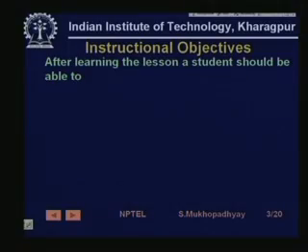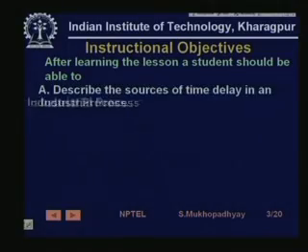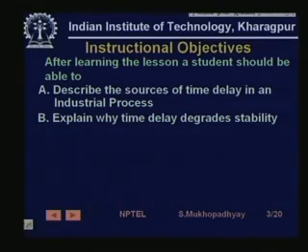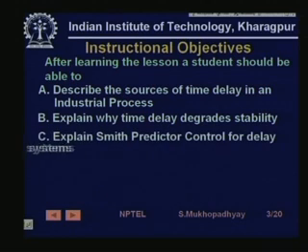So as is our practice, we will first look at the instructional objectives for this course, which are: number one, first of all we need to understand how time delays arise in industrial processes, and then we need to understand what is the effect of this delay and why it generally degrades stability and creates problems. And finally, in the context of time delay, we have to look at least one effective way of controlling it and see what it involves.